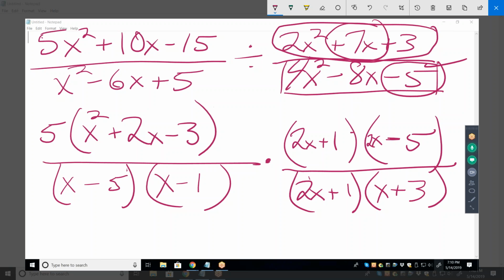Okay. The only thing I haven't factored is this top left numerator. Let's factor that.